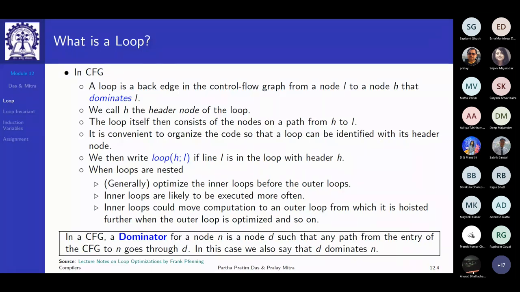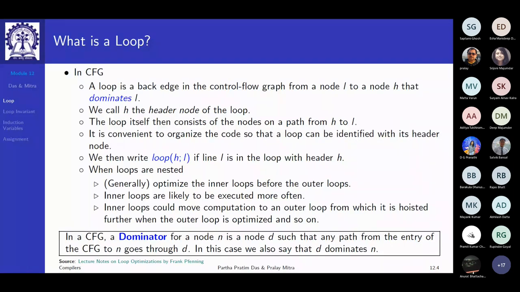So that is the basic concept of a loop. And we call H the header of the loop, because you can very easily understand that if there are multiple statements like L in the body of the loop, this will hold good for all of those statements, that H dominates those statements. So the loop itself consists of the nodes on a path from H to L. Right? There could be multiple paths. All of those are part of the loop.